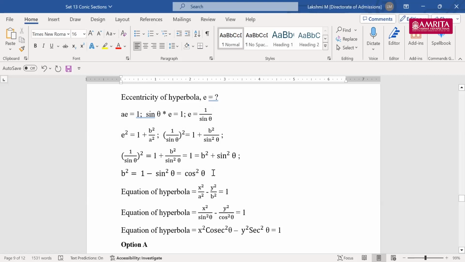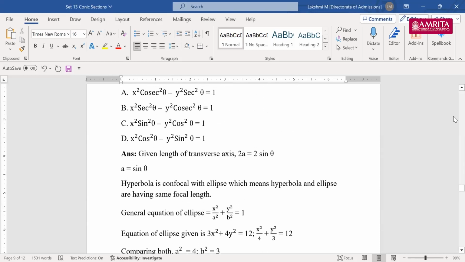So I got both of them. So the equation is x square by sine square theta minus y square by cos square theta equal to 1. So it's x square cosec square theta minus y square sec square theta, which is equal to 1. So yes, it's option A.